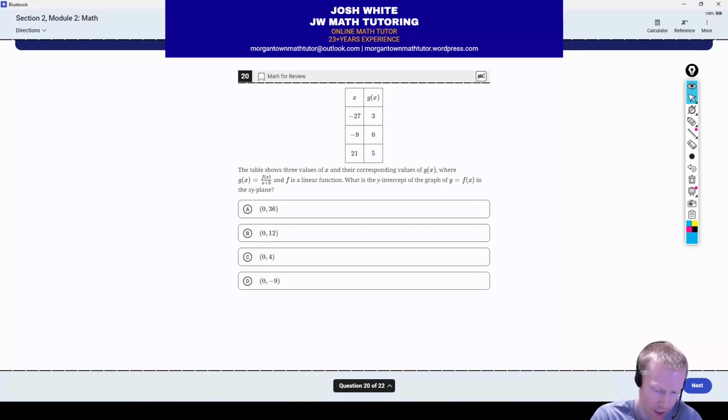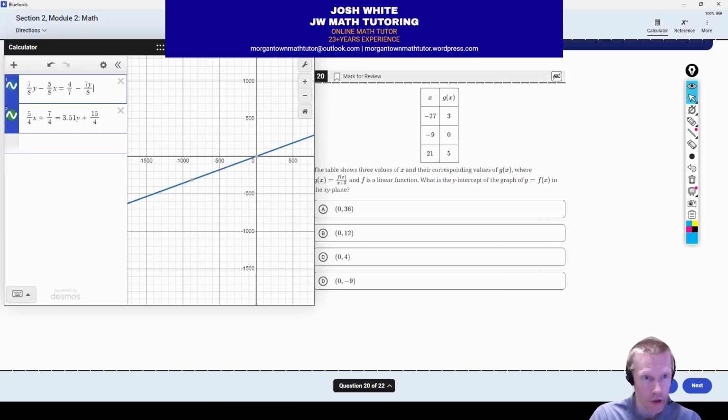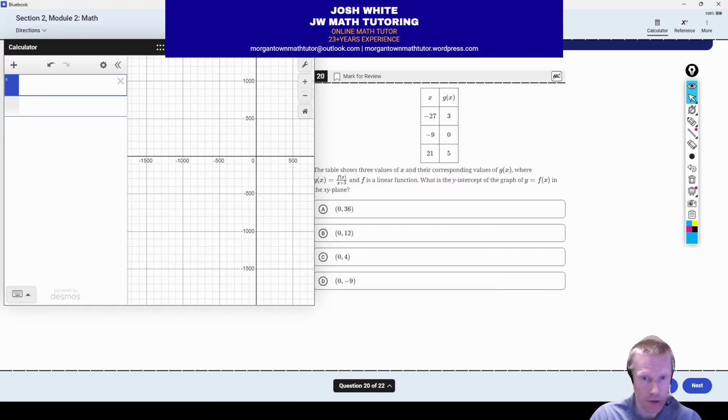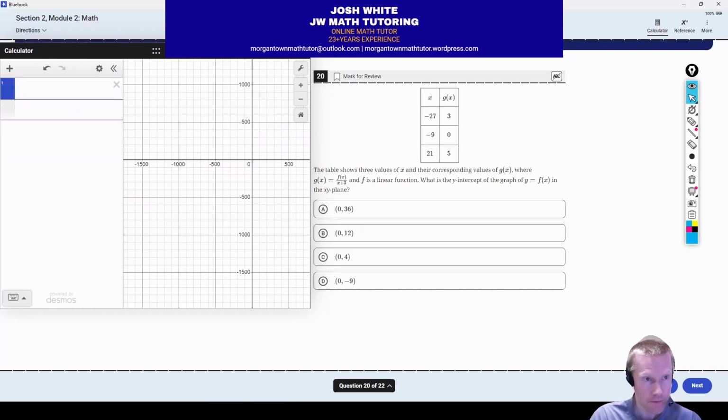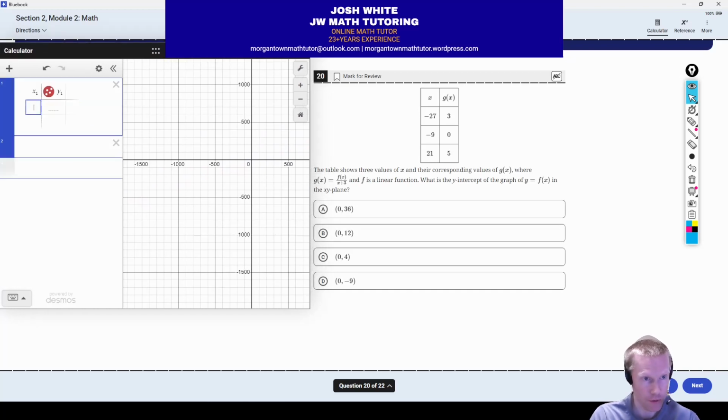Next up, question number 20. This one, there is actually a very quick and easy way to do entirely in Desmos. I will show you that first because it is so quick and so easy. Then I'll show you how you could actually do it by hand. So what I'm going to do in Desmos is I'm going to put in the 3 points that were given, okay? Enter them into a table.